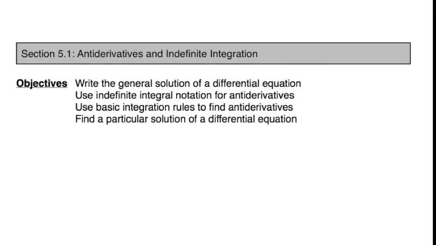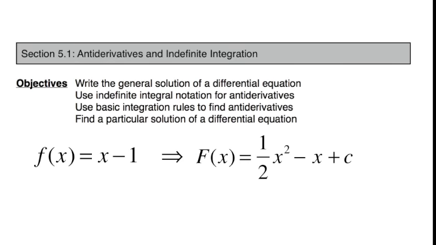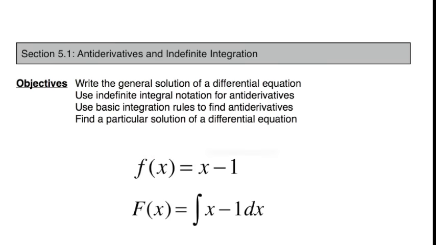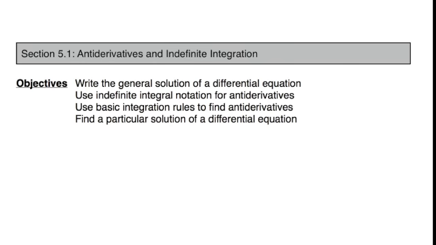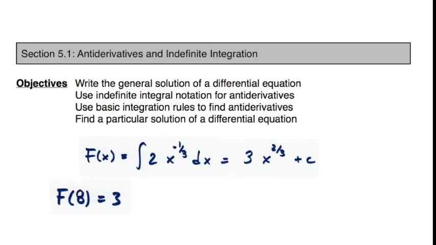So let's go over the objectives again quickly. Write the general solution of a differential equation. So we found that with this example. If f of x equals x minus 1, then capital F of x is half x squared minus x plus c. We have seen how to use integral notations for antiderivatives. We have seen how to use basic integration rules to find antiderivatives. For example, the integral of sine x is negative cosine x. And finally, we've learned that if you are given a particular solution, you can find the specific value of c.